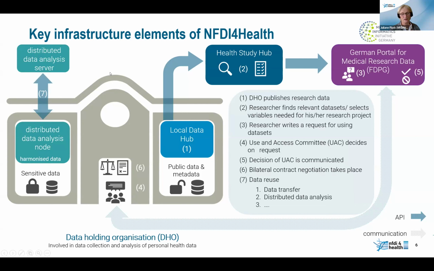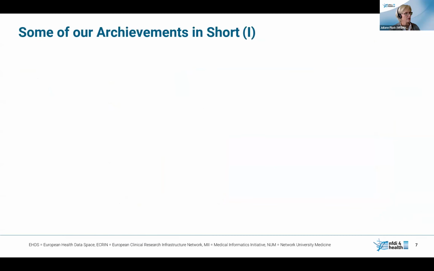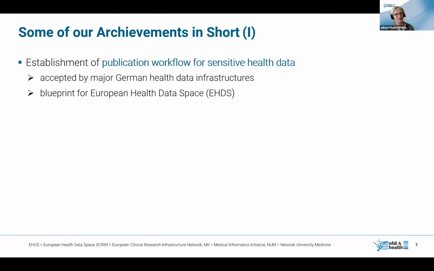In the second phase, we will also provide access to secure processing environments. So I would like to summarize, because I have no more time for that, some of our achievements from the first phase. As I've shown you with the core infrastructure elements, we have established the publication workflow for sensitive health data, which is already accepted by major German health data infrastructure. So we are quite comprehensive in terms of findability.